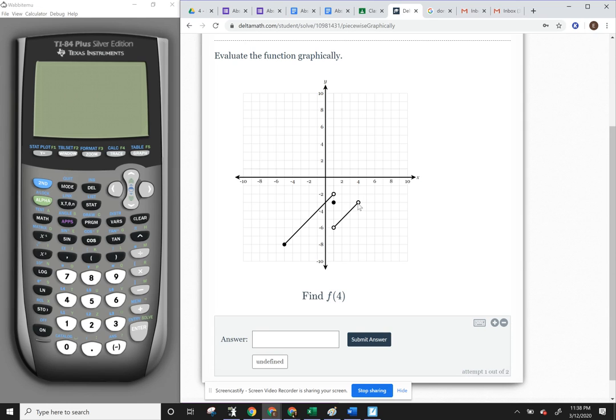Please remember that an open circle means that it is not equal to that point, or it's not included in our graph. So since this one is not included, we're actually going to press this button that says undefined right here.